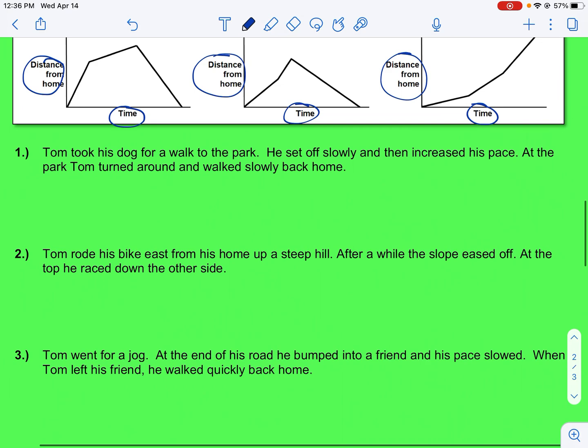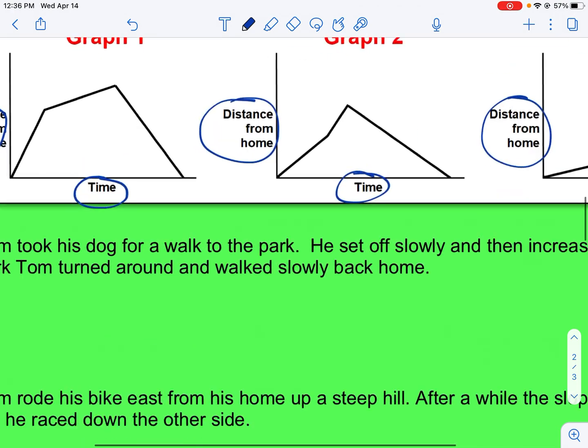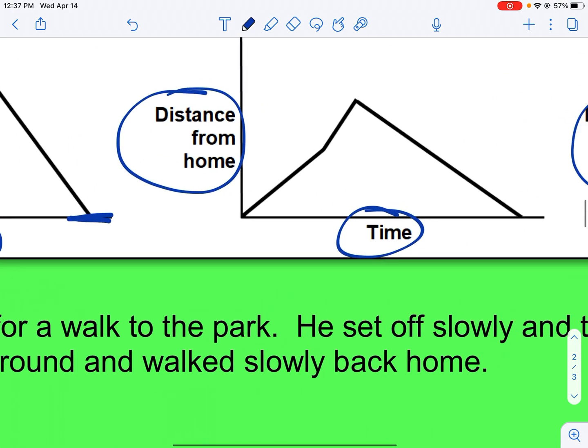So my first question says, Tom took his dog for a walk to the park. So he's leaving home. He set off slowly and then increased his pace. So that graph should be getting steeper. At the park, Tom turned around and walked home slowly. So he goes back home. So this line needs to hit this line again. So there's one right there, one right there.